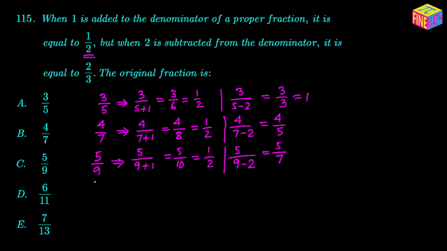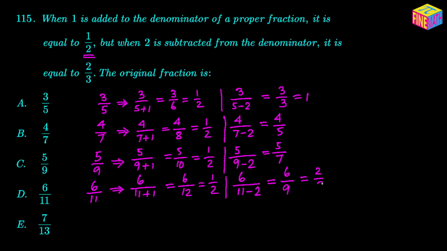Let's try that. So 6 over 11, and we are going to add 1 in the denominator, so that would be 6 over 11 plus 1, that will be equal to 6 over 12, and that is equal to 1/2. So again, all of them satisfying the first criteria, but let's check the second criteria here again. So this is 6 over 11 minus 2, because we have to subtract 2 from the denominator. So then we get 6 over 9, and that is equal to 2 over 3, 2/3.